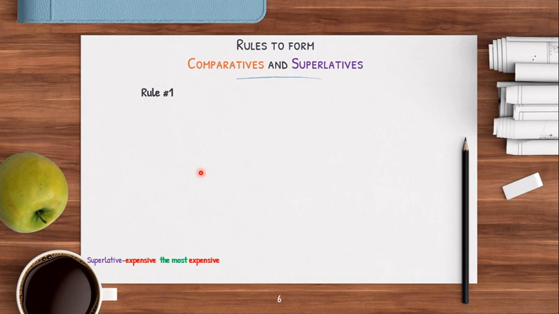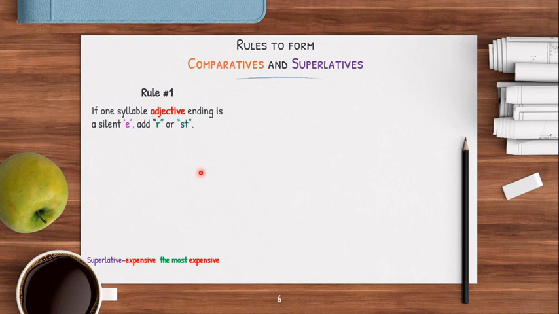Rule number 1. This will apply for both comparative and superlative. Just remember that the spelling may vary according to what we want to get at the end. If a one syllable adjective ends in a silent E, what are we going to do? We will add an R or ST. An R will be for the comparative and an ST will be for the superlative.